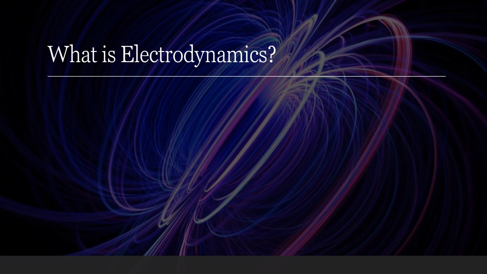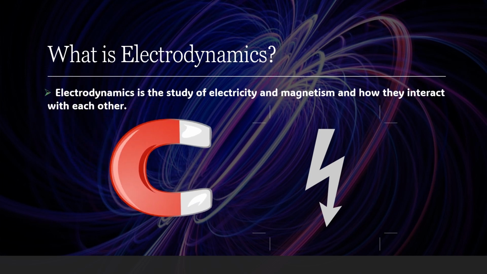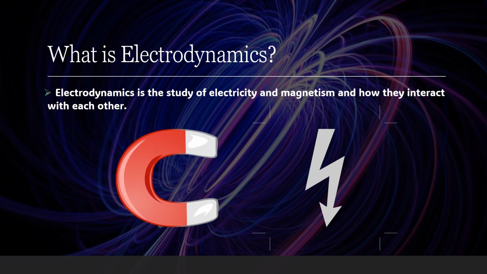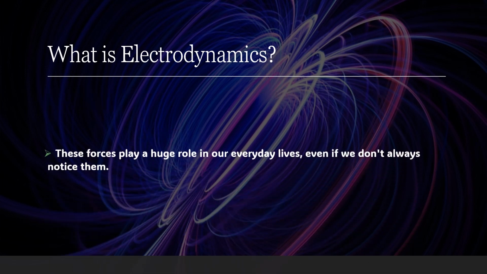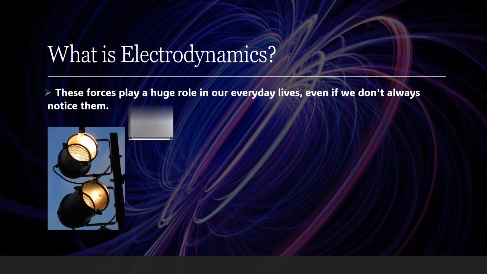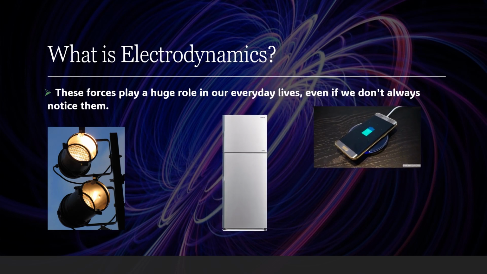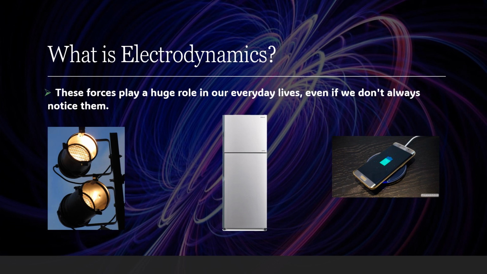Now, what is electrodynamics? Electrodynamics is the study of electricity and magnetism and how they interact with each other. So, we'll be studying basically the interaction between magnets and electricity. Now, these forces play a huge role in our everyday lives, even though we might not notice them. They are there in our lights, fridges, and also phones, the way we charge our phones.